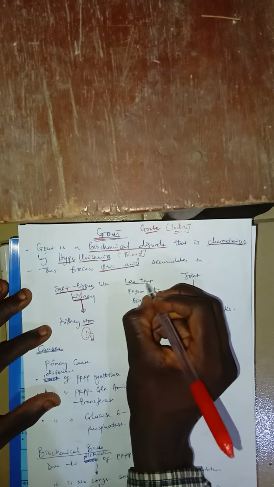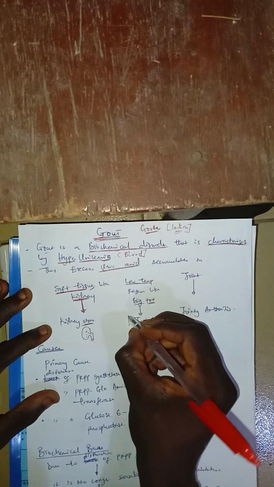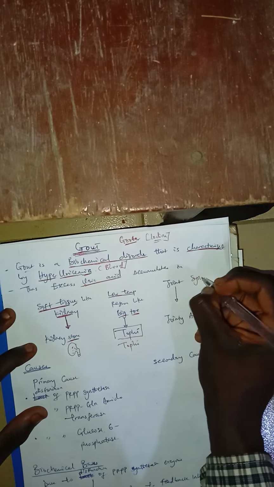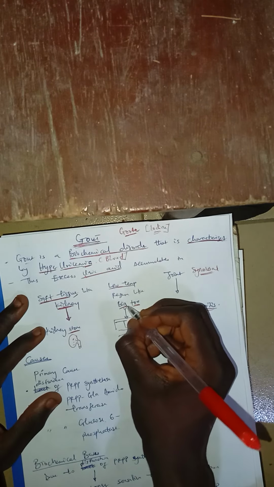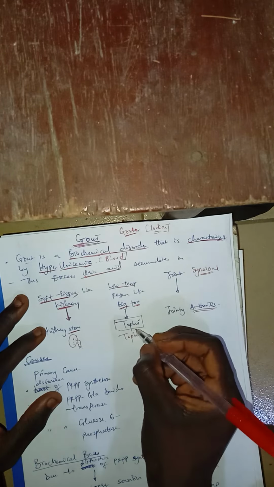Then there are some regions in the body that have low temperature, like your big toe. If it accumulates in that place, we call it tophi. Then again, in your synovial joint, if it accumulates there, it will cause arthritis. So when you see a person having arthritis and kidney stone, and you check the big toe and see accumulation of swellings, the tophi, you should be thinking of gout.